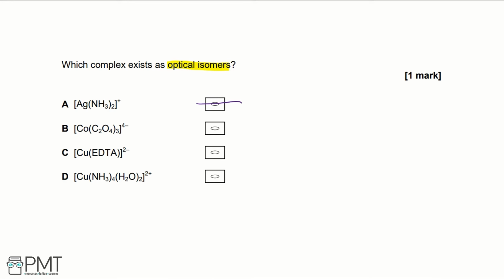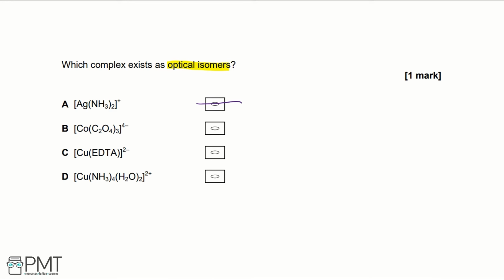All 3 of these are octahedral, and that's because in B you have a bidentate ligand, and you've got 3 of them, so you've got 2 times 3 points of contact, which is 6, so octahedral. C, you have EDTA, which is a hexadentate ligand, so you've got 6 points again, making it octahedral. And then D, you have 4 ammonias and 2 waters, so 6, so octahedral.